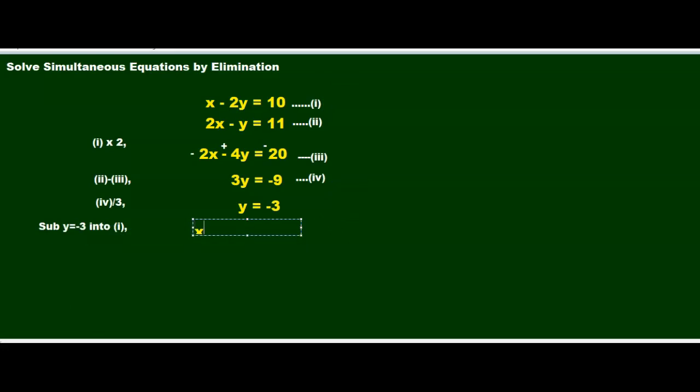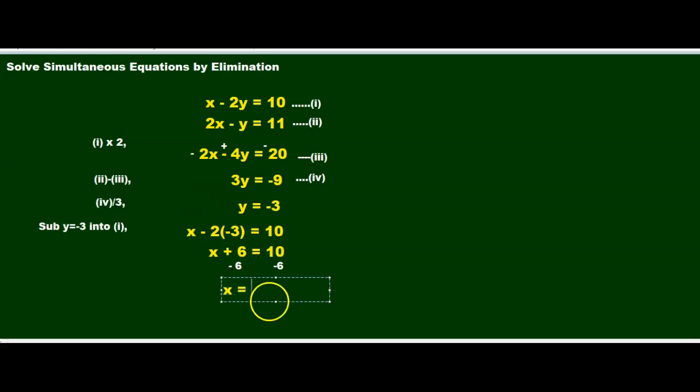Equation 1 is x minus 2, your y now became negative 3, equals 10. Simplify, so we have x plus 6 equals 10. Minus 6 on both sides, and I'm left with x equals 4. So your y equals negative 3 and your x equals 4.